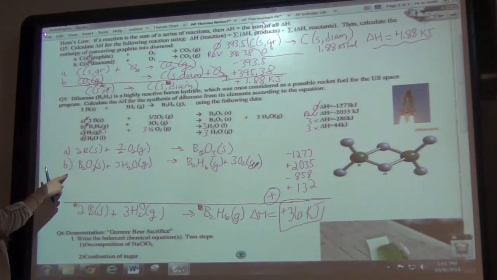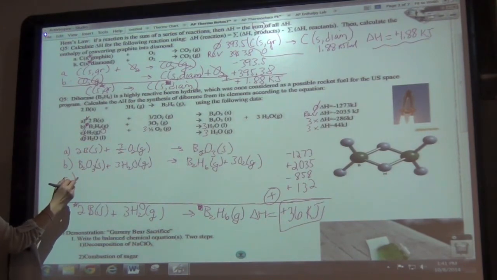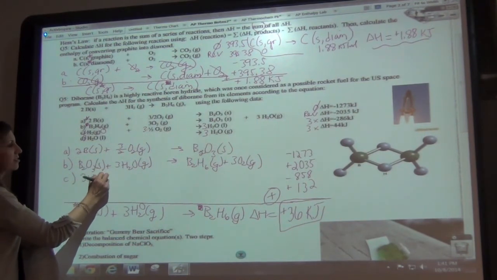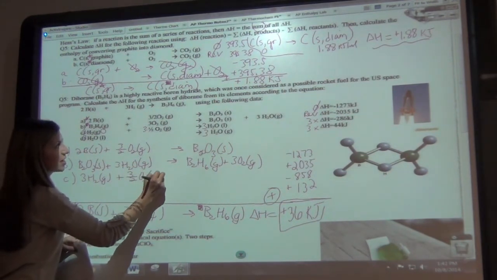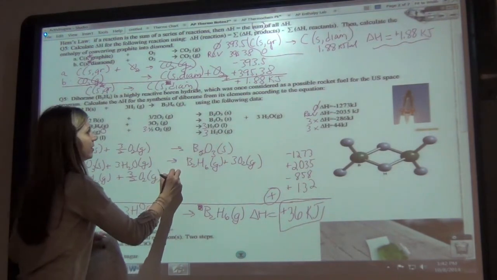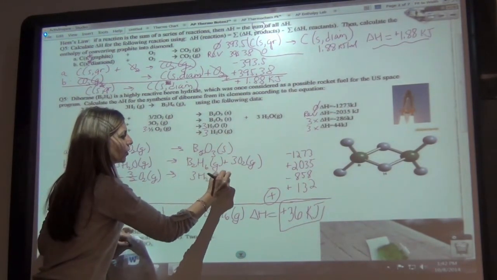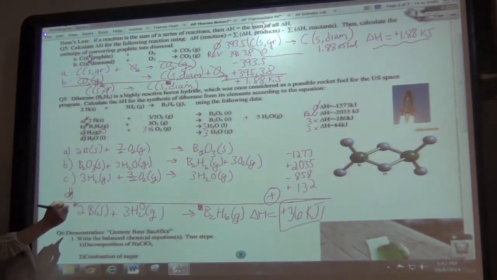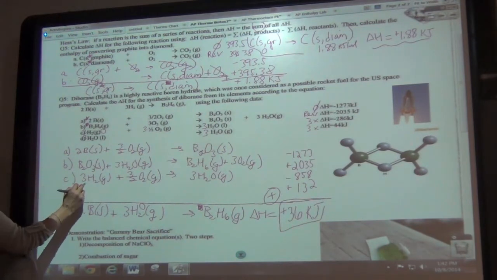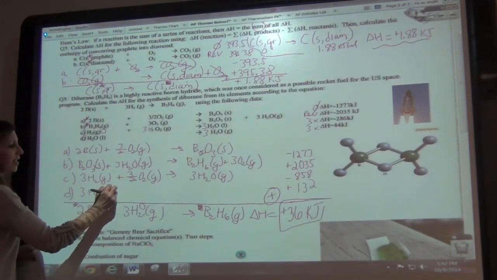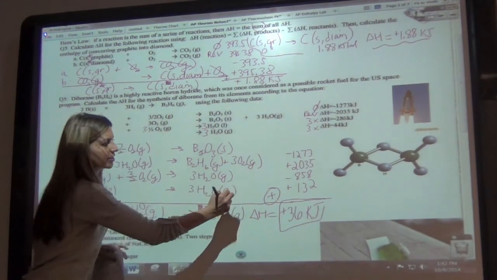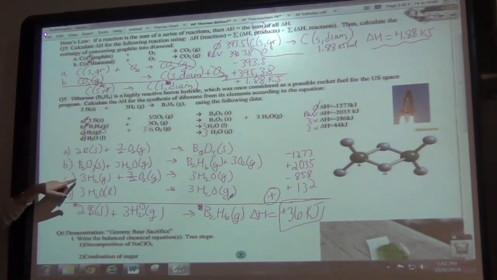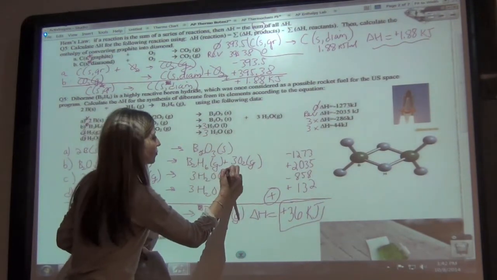Third line, times 3. So 3H2 gas plus 3 halves O2 gas, because 3 times a half is 3 halves, yes, yields 3H2O liquid. Last line, D, I'm not doing anything but multiplying it by 3. 3H2O liquid, arrow, line up your arrows, 3H2O gas. Wait, for C it's 3H2O liquid for the last one. 3H2O liquid, thank you. 3H2O liquid, awesome.